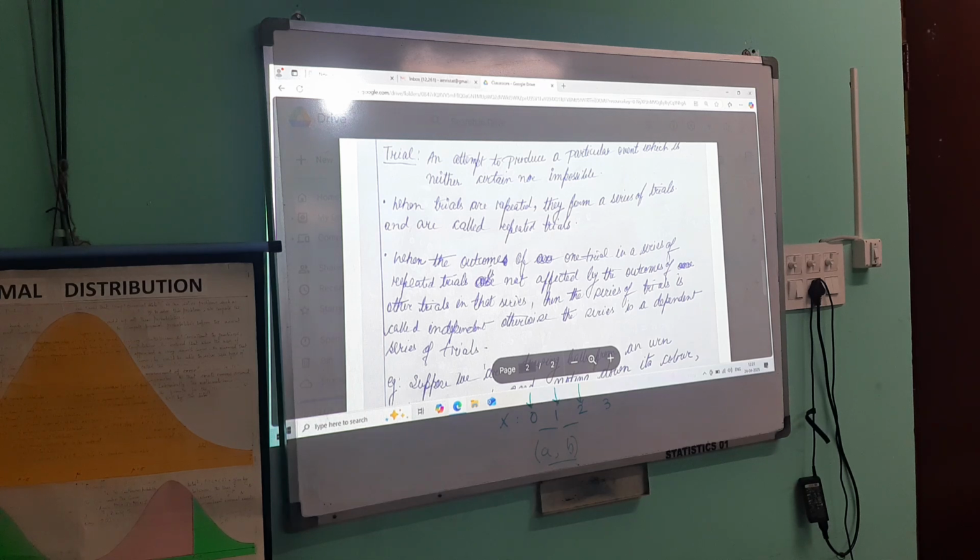When the outcome of one trial in a series of repeated trials is not affected by the outcomes of other trials in that series, when trials are repeated, they form a series of trials and are called repeated trials.